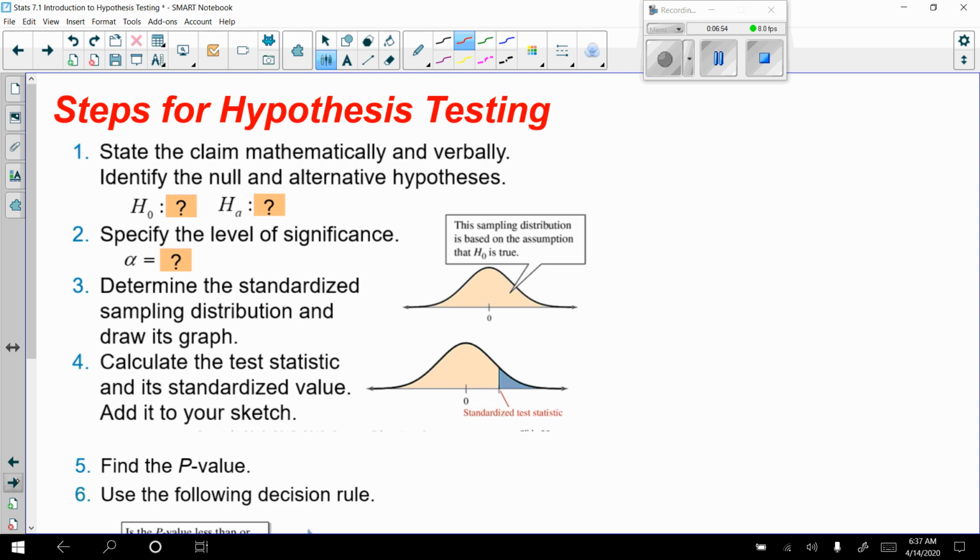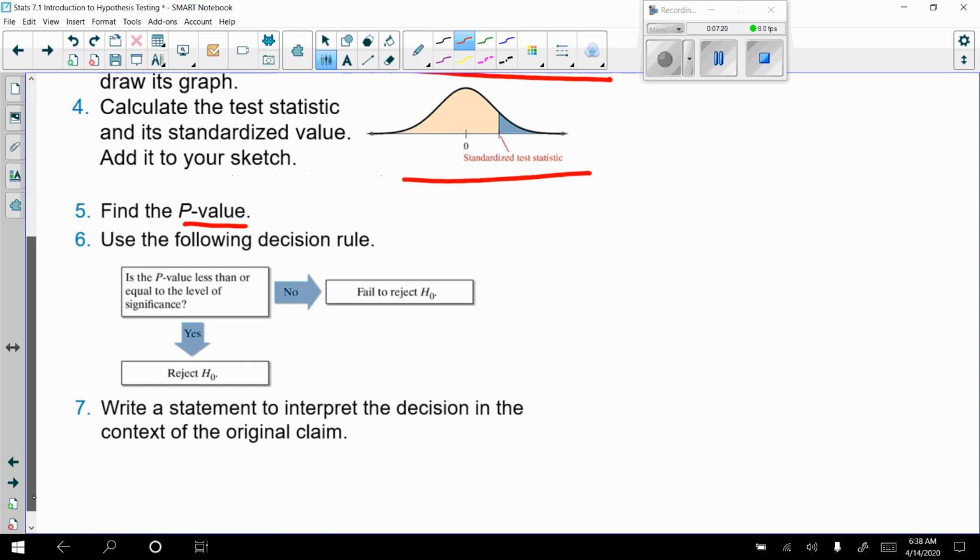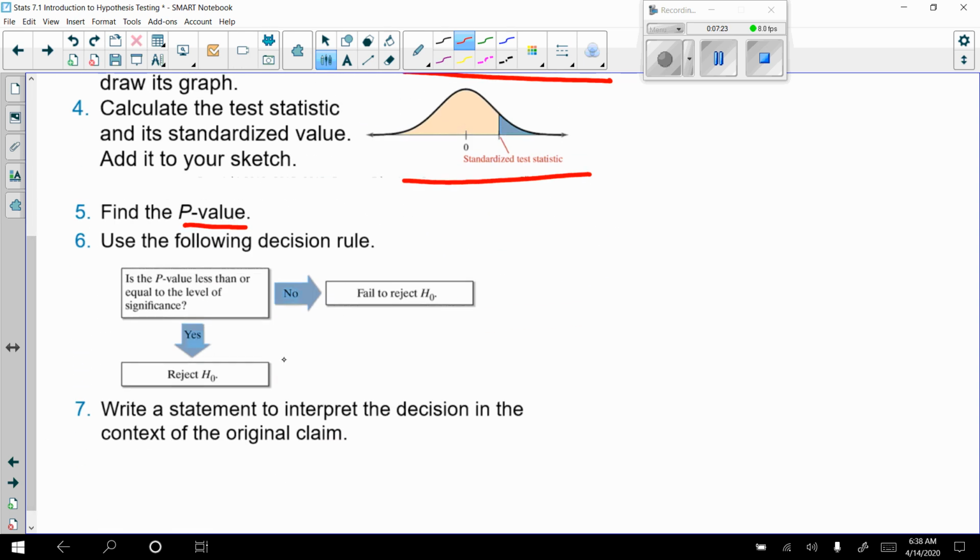So the steps for hypothesis testing is to state your claim. Decide what your null and alternate hypothesis is. Specify your level of significance. Determine what alpha is going to be. Draw the sampling distribution on a graph and decide whether it's left-tailed, right-tailed, or two-tailed. Then find that p-value, and based on the p-value, decide whether you reject or fail to reject. And then write that final statement based on what happens.